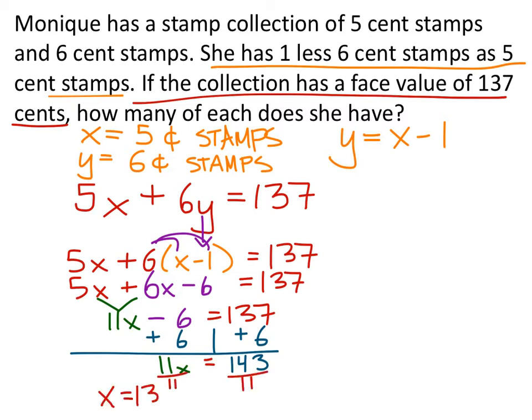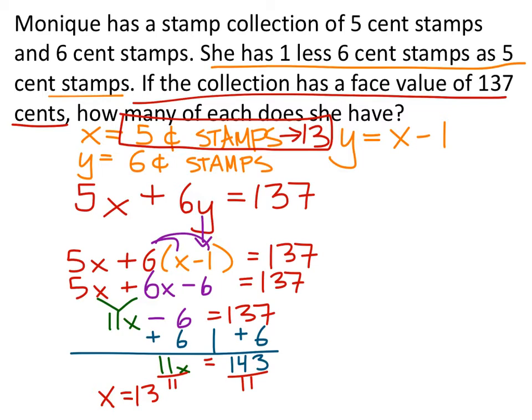So we can see that x is 13. That means that we have 13 5-cent stamps. So I'll just write it like this, and that would be one of my answers. Even though I'm using x and y, I'm not going to write the answer as an ordered pair because this is a word problem, so we need to label our answers as I've done there at the top.